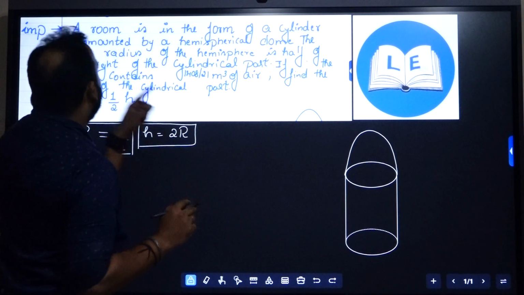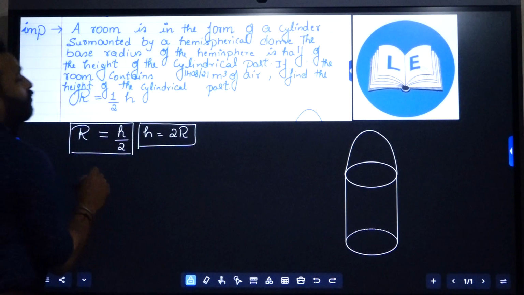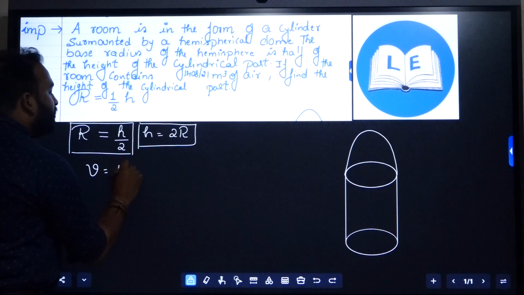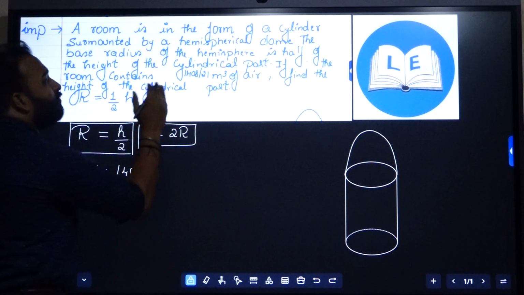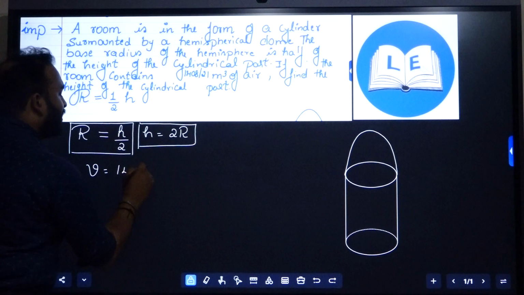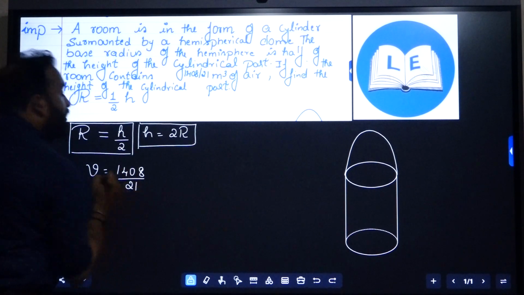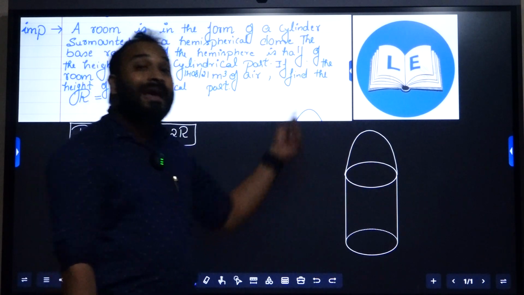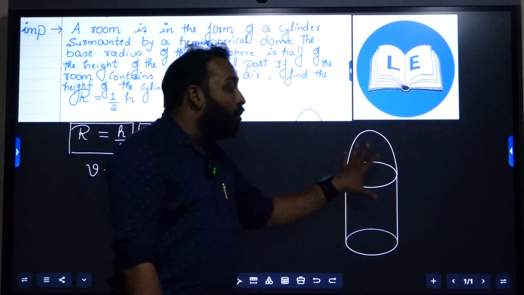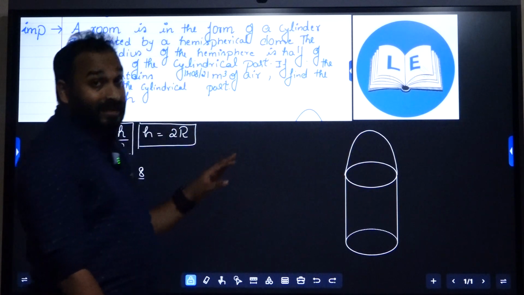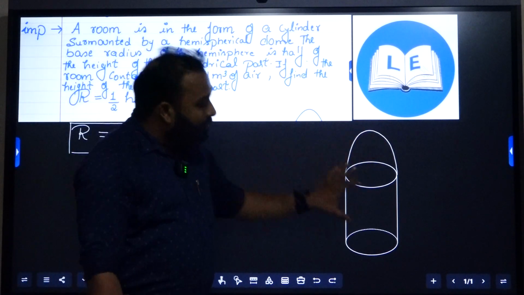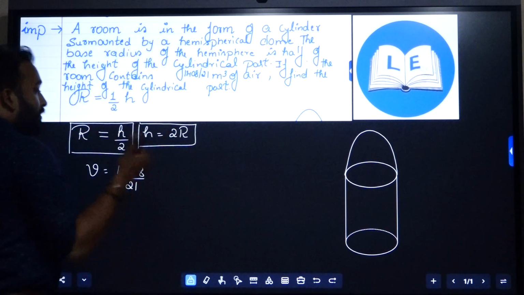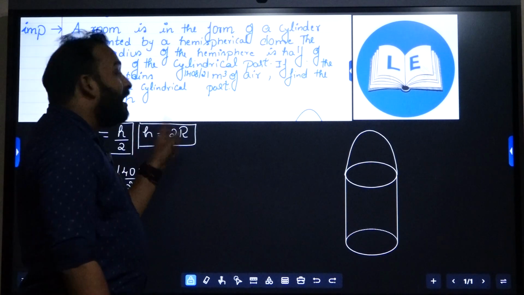And if the room contains 1408 divided by 21, so they have given volume because it's in meter cube. So they told 1408 divided by 21 meter cube of air. So that is nothing but the volume of the entire room, the cylindrical room with hemispherical dome. So they have given the volume of the entire room here. So that is nothing but volume of hemisphere plus volume of cylinder. So what do we do now? Volume is given and they have given the relation between height and radius.